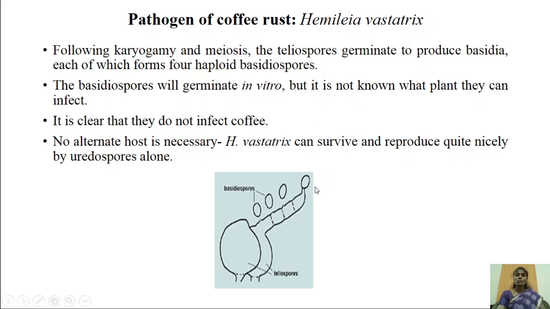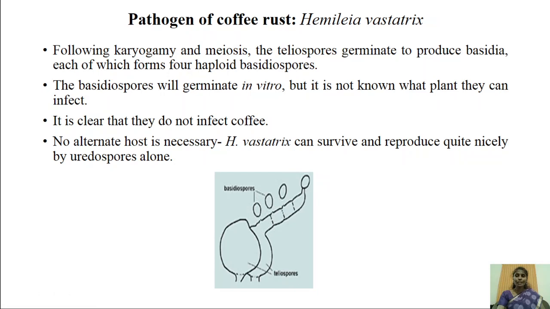In the last slide, I explained about the teliospores, which are usually produced during the dry season. These teliospores are usually bicellular in nature and they are provided with 2 nuclei. So each cell germinates to produce basidia. On this basidium, 4 basidiospores are going to be formed. These basidiospores will germinate in situ, I mean to say when they are on the surface of the basidium only, they start their germination.